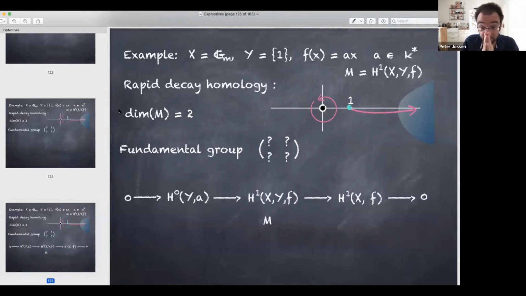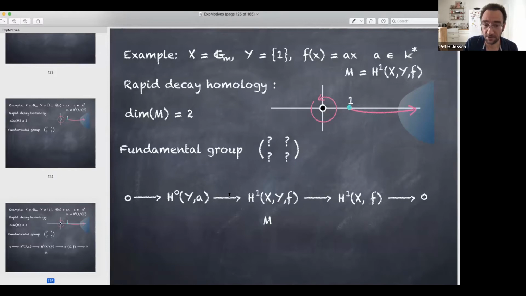Now, what you observe is that this motif M sits in a short exact sequence. And this short exact sequence is, in fact, a long exact sequence. Namely, I'm looking here at the triple empty set contained in Y and Y contained in X. That's a triple of varieties, and it induces a long exact sequence of cohomology, except that in this case, because all the dimensions are pretty small, the long exact sequence just degenerates to a short exact one.